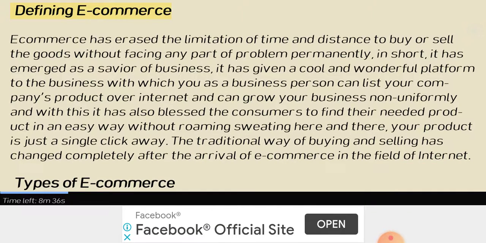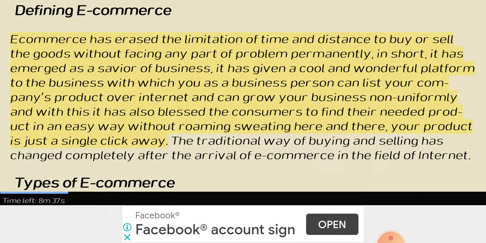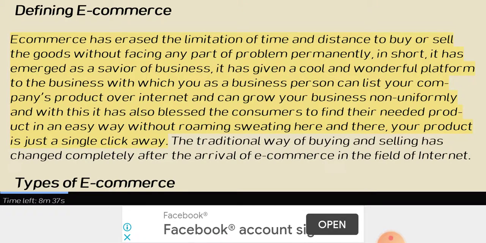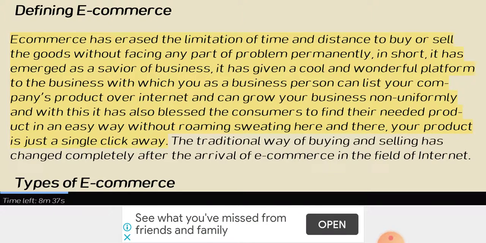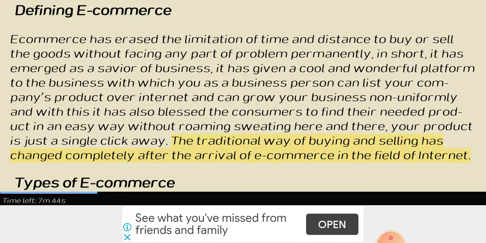Defining e-commerce. E-commerce has erased the limitation of time and distance to buy or sell goods without facing any problem. In short, it has emerged as a savior of business. It has given a wonderful platform to the business with which you, as a business person, can list your company's products over the internet and grow your business, and it has also blessed consumers to find their needed product in an easy way without roaming, sweating here and there. Your product is just a single click away. The traditional way of buying and selling has changed completely after the arrival of e-commerce on the internet.